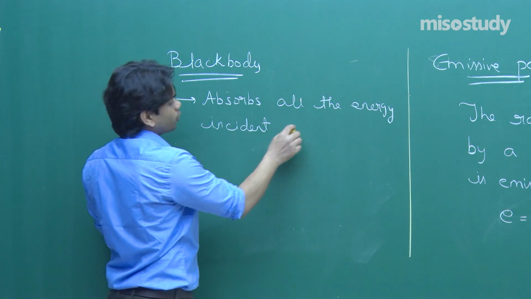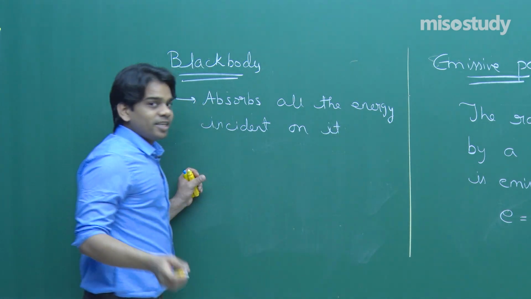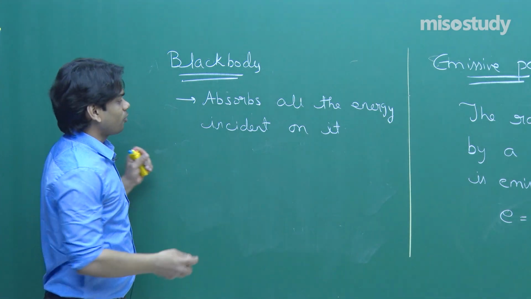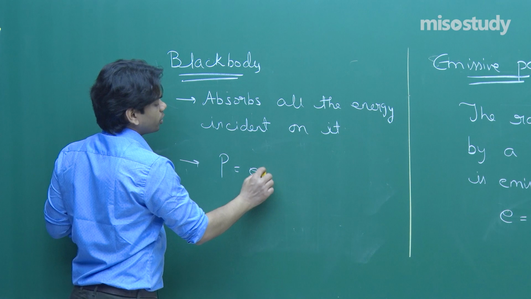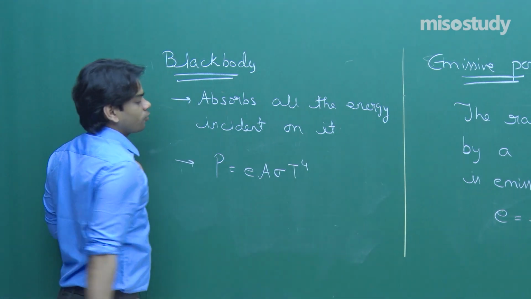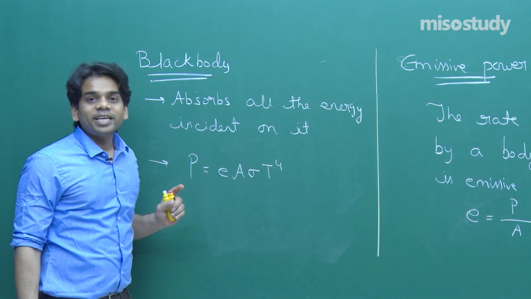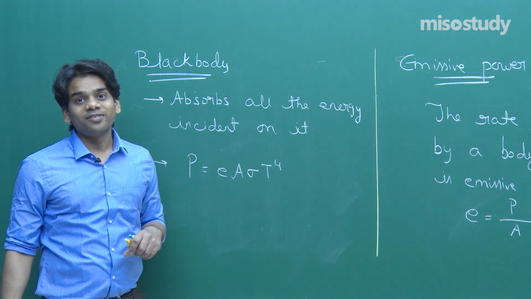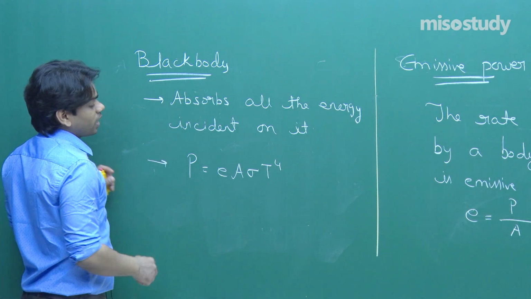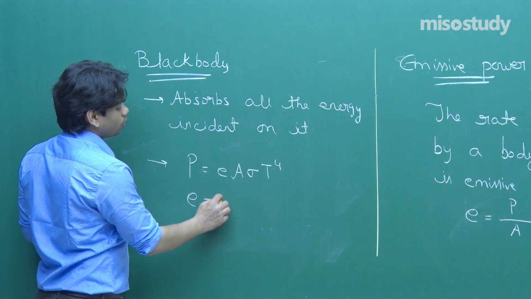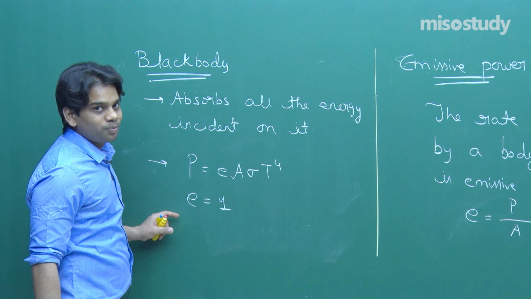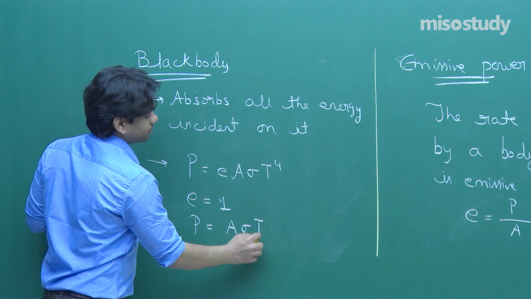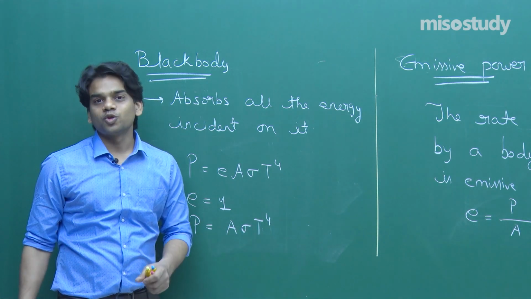Now, for a black body, I told you the rate of heat energy emitted by a body is given as P equals e A sigma T to the power 4. Now, this is for radiation. Let me tell you, a black body is also a perfect radiator. It will radiate the maximum at a given temperature compared to any other body. So, for a black body, we have emissivity e equal to 1. So, for a black body, P will come out to be A sigma T to the power 4, because e equals 1 for a black body.